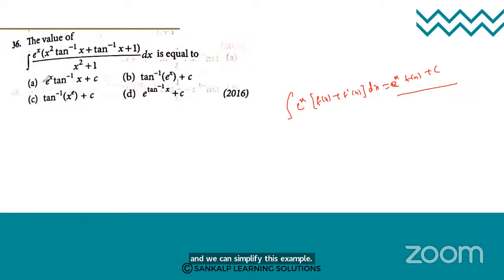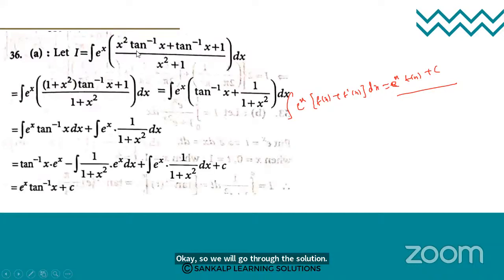See, in this particular question, first what we are doing is taking x square plus 1 common. So we will go through the solution. Pay attention. In the first step we are taking tan inverse x common. When we take tan inverse x common, the factor we get is 1 plus x square into tan inverse x plus c. Now 1 plus x square and 1 plus x square will cancel off, so only tan inverse x will remain. And the next term will be 1 upon 1 plus x square.